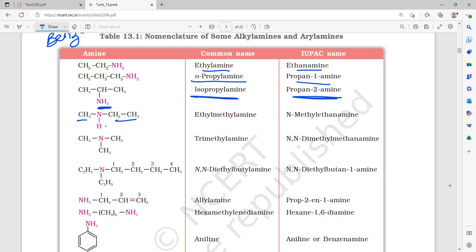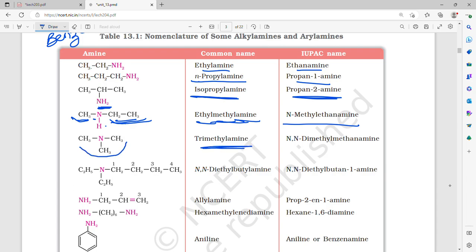If it had been CH3 and CH3, then I would have said dimethylamine. If it had been CH2CH3 and here also CH2CH3, I would have said diethylamine. Since one part is CH2CH3 and the other is CH3, and we know that E comes before M, it is ethylmethylamine. And next is N-methylethanamine. So here there is one group, and then from nitrogen we see N-methylethanamine.